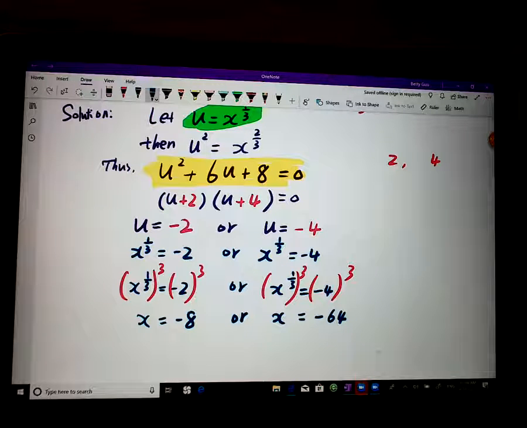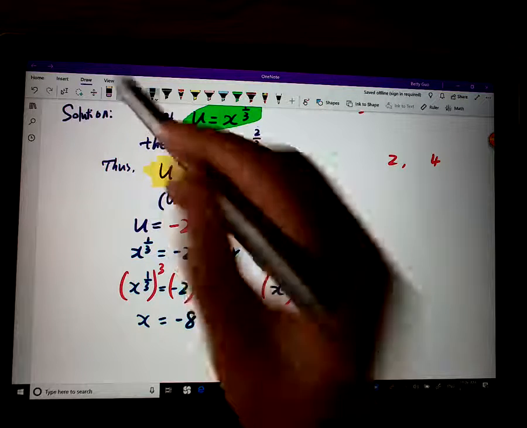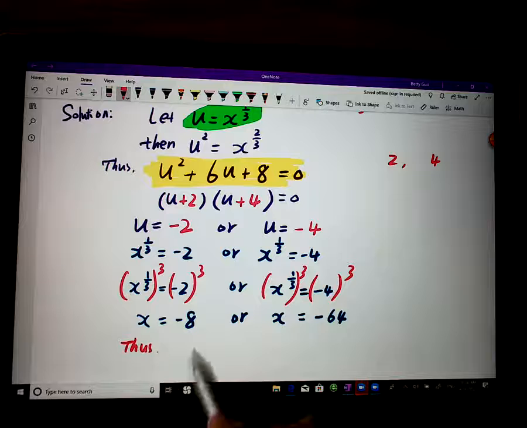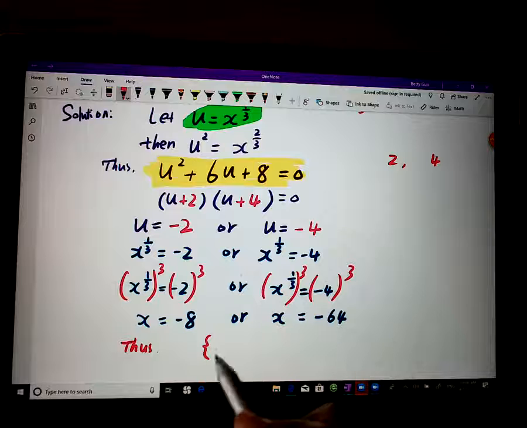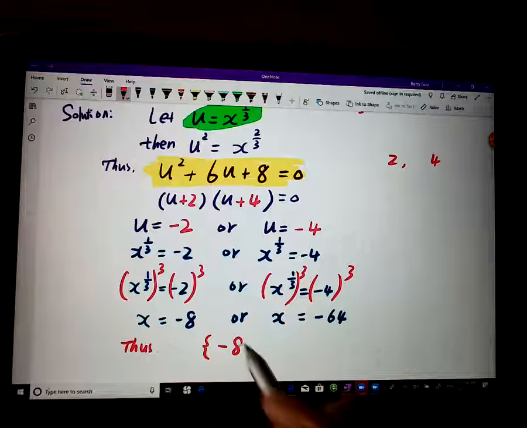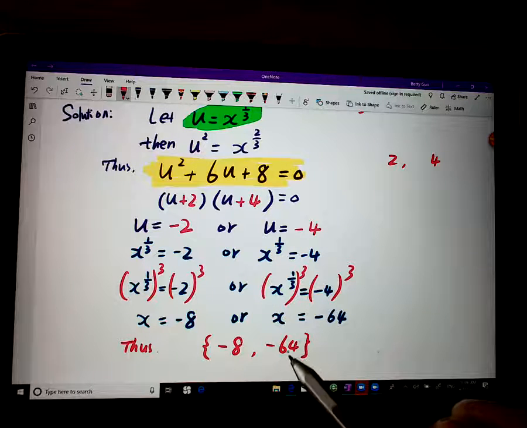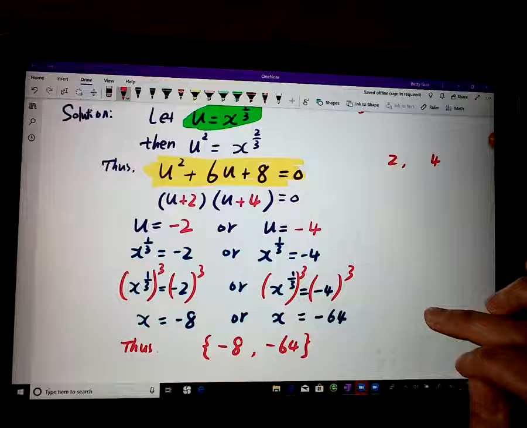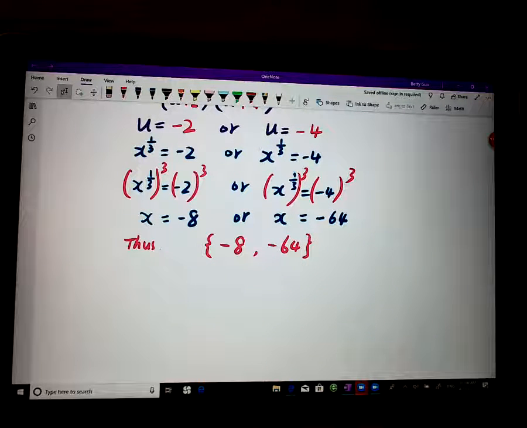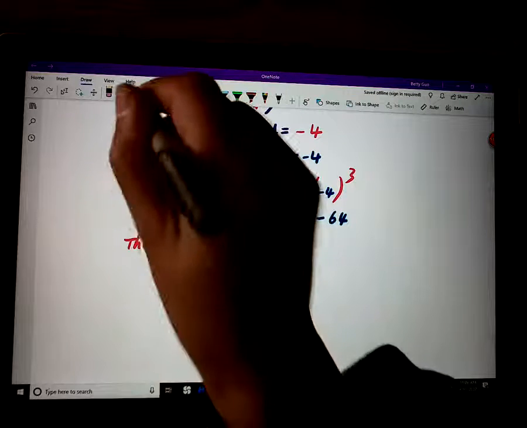So we have the solution now for x. Yeah, we can make a conclusion. Thus, the solution set of the original equation is a set containing two solutions. They are -8 and -64. By the way, which number is smaller? -64 is smaller, okay? Yeah, because both of them are negative. But it's not really related to this problem though. Is that clear? So let's move to number 3.